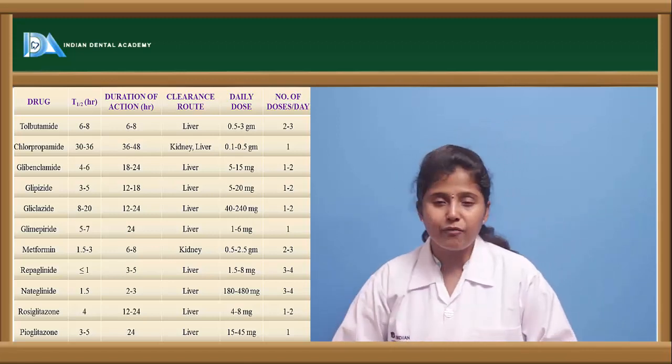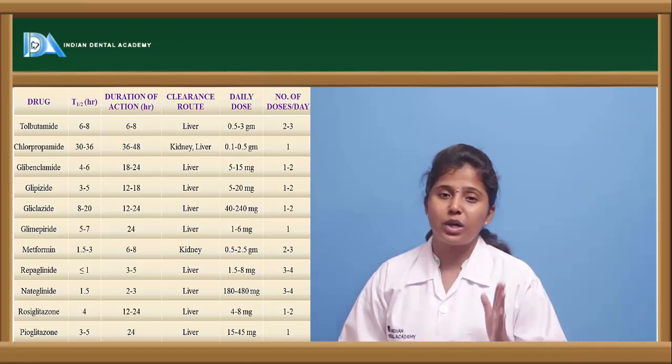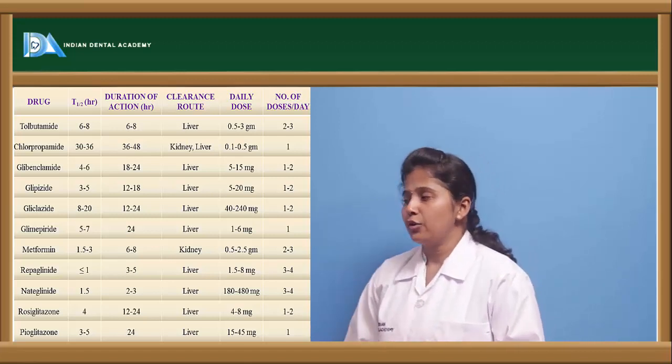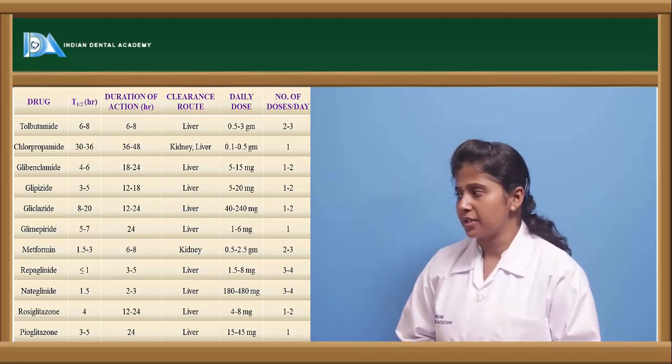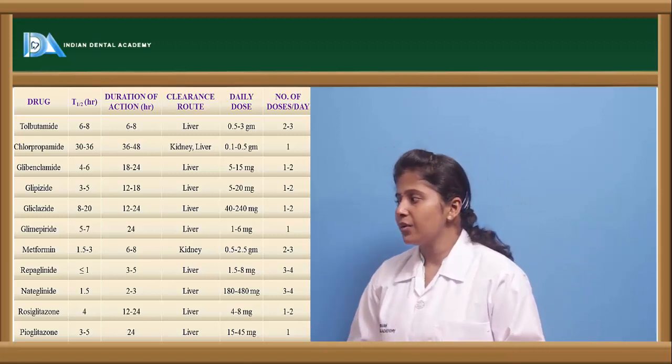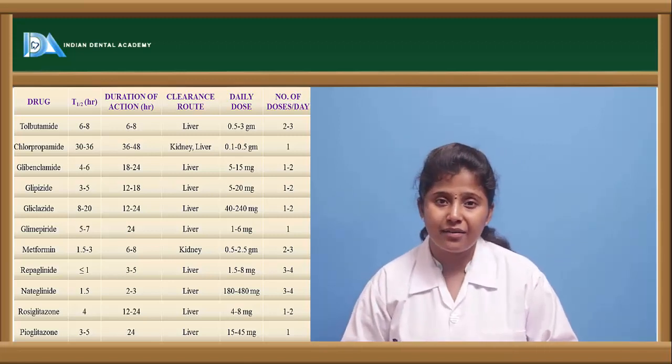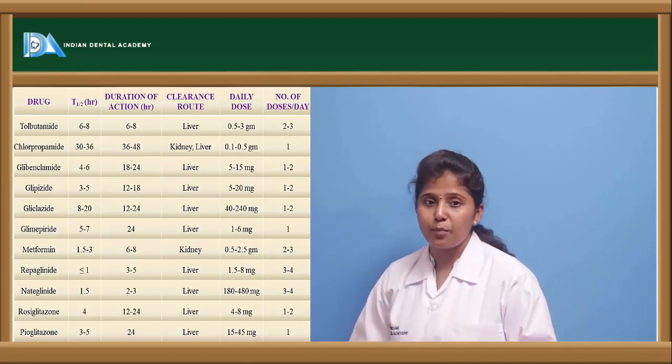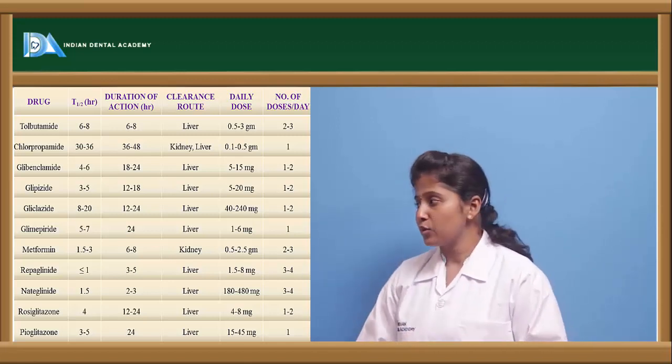The other drug is metformin, which has a half-life of about 1.5 to 3 hours, and the duration of action is about 6 to 8 hours, and it is cleared through the kidney, and the dose is given for about 2 to 3 doses daily, and each dose contains 0.5 to 2.3 grams of drug.